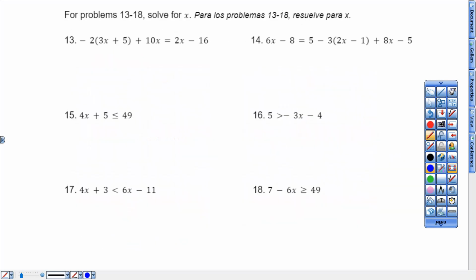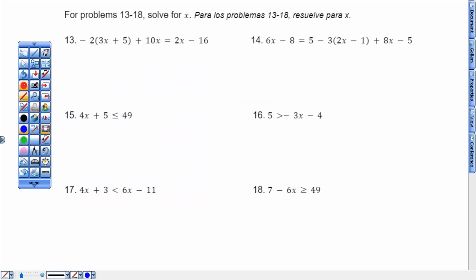All right, solving these. Taking this and distributing. So this gives me -6x minus 10 plus this 10x equals 2x minus 16. I'm going to combine my like terms. That's going to give me -4x minus 10. And now it's a variables on both sides equation.